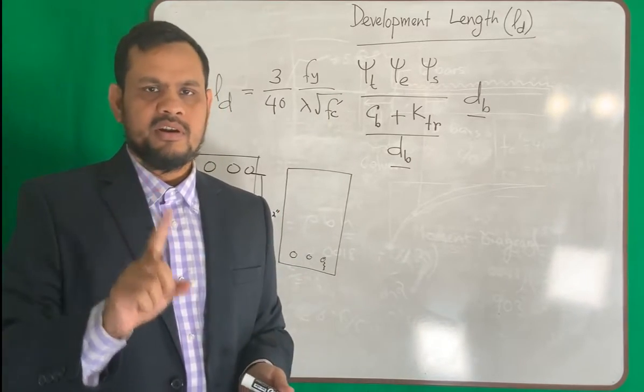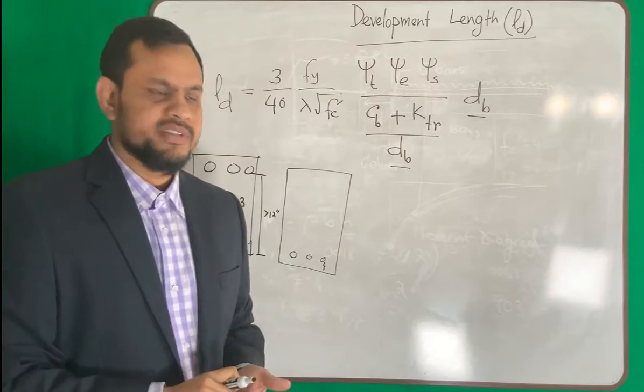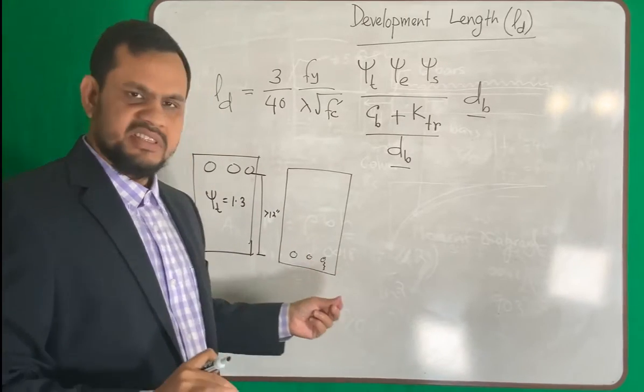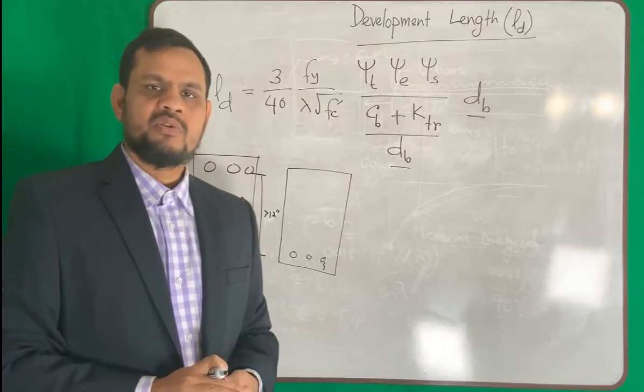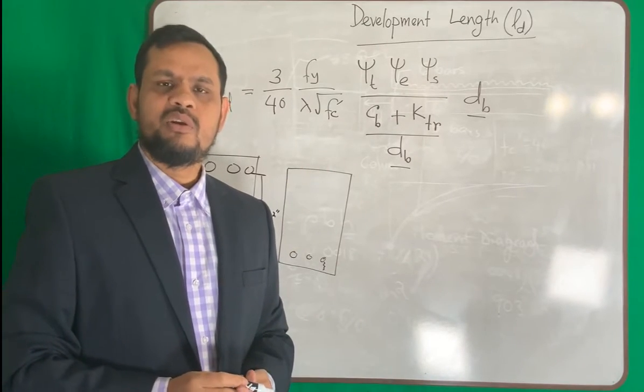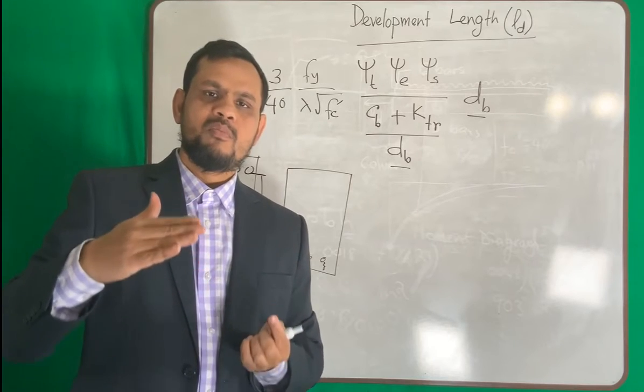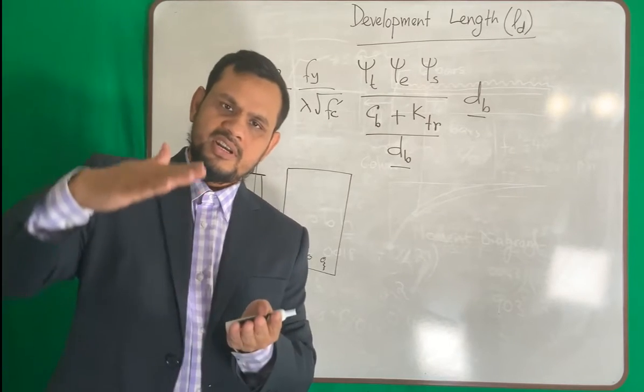Otherwise, it is 1, or otherwise you do not need to consider it. In this case, with 2 inches or 3 inches, you do not need to consider psi t. So hopefully you understood what psi t is. It is the reinforcement location factor, if you have more than 12 inches of fresh concrete below your bar.